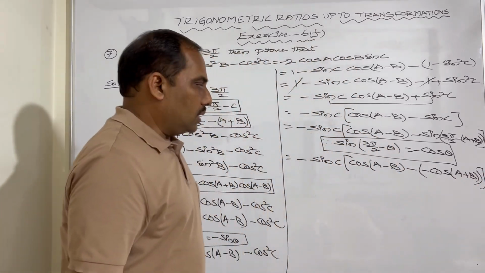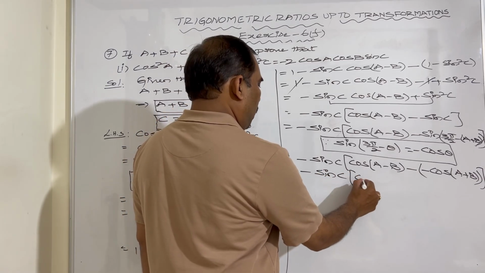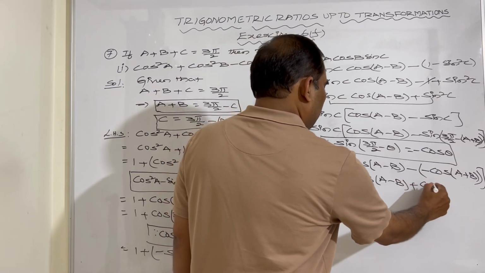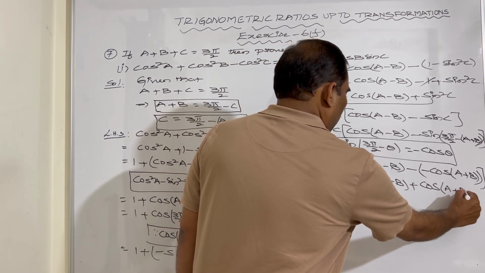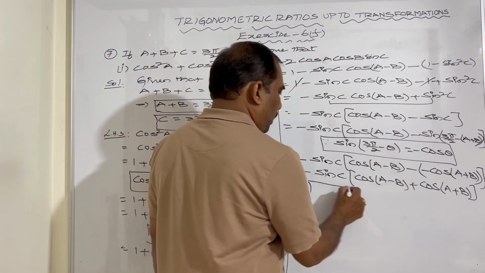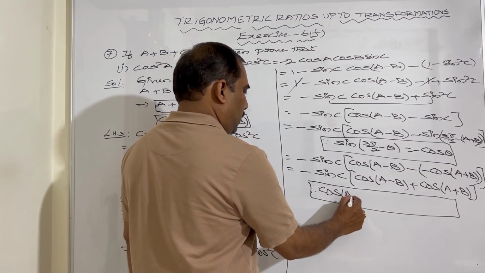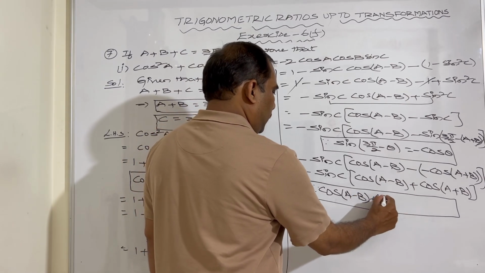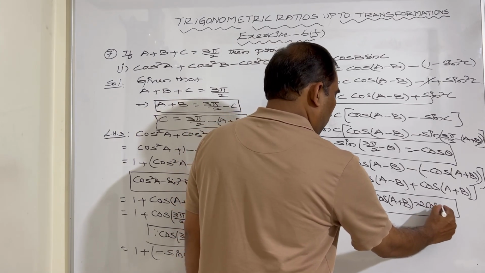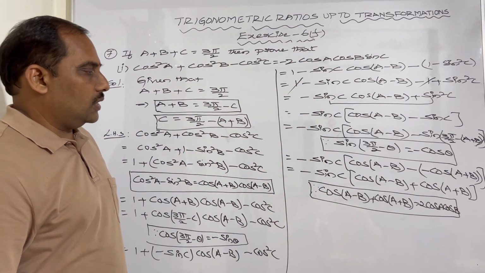Finally we get, now if you observe that, this is minus sin c into cos of a minus b, and minus into minus becomes plus cos of a plus b. This is plus cos of a plus b. Now clearly we have the formula that cos a minus b and plus cos a plus b, we have the formula 2 cos a cos b here. We have the formula 2 cos a cos b.